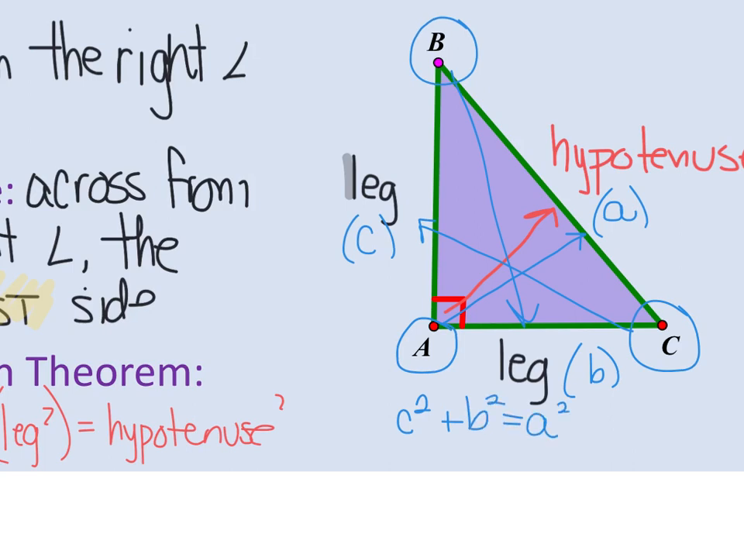So that's why I don't like to be held to those standards that it has to be a squared plus b squared equals c squared, because that's not always going to be the case. It just depends on how your triangle is labeled. So I like to do leg squared plus leg squared equals hypotenuse squared.